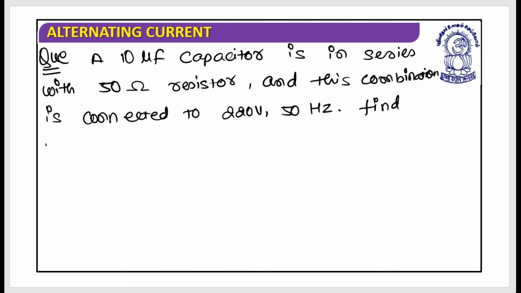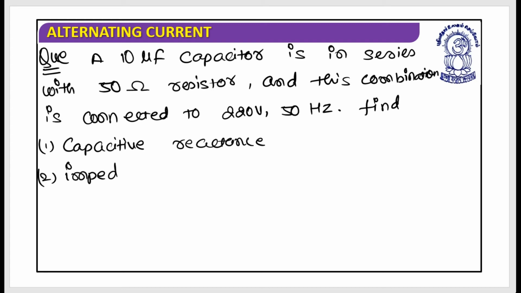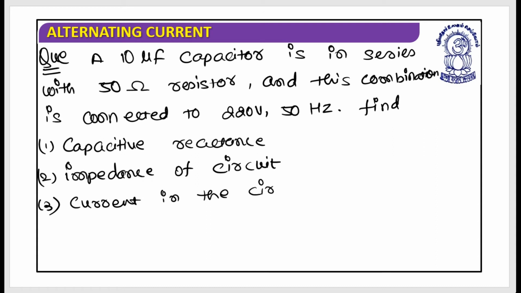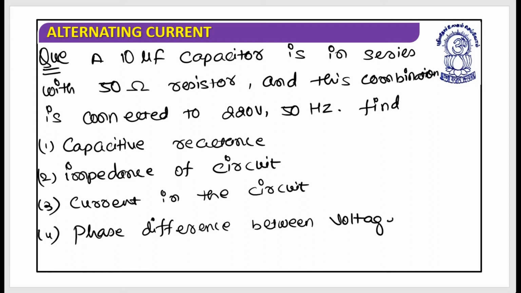Find first the capacitive reactance, next the impedance of the circuit, and next the current in the circuit, and next the phase difference between voltage and current. So these are all the requirements.